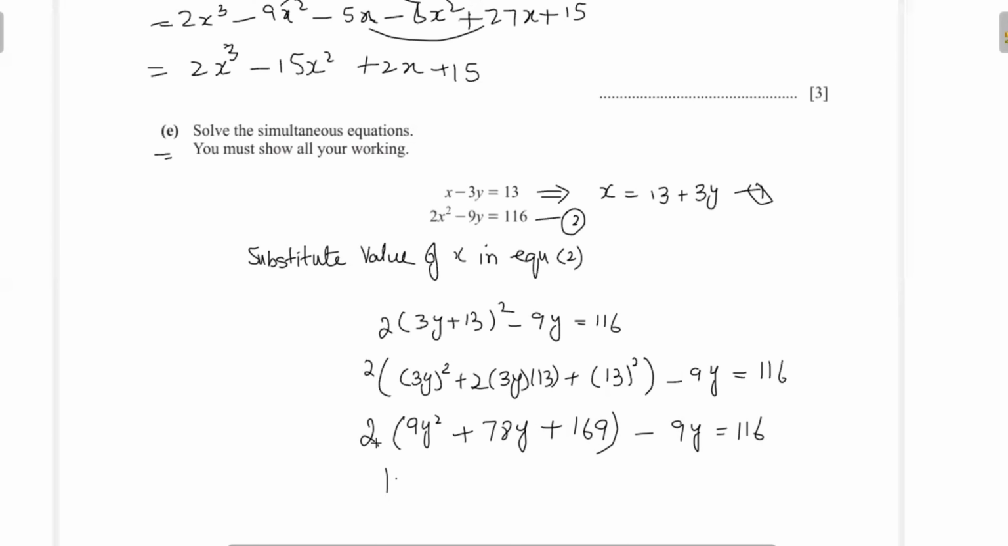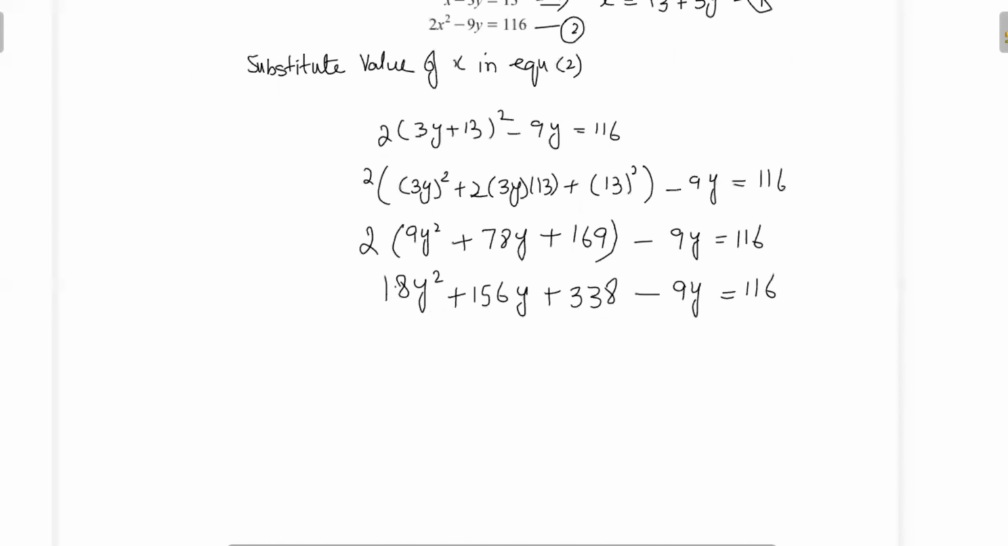This will be equal to 2 times 9 is 18y squared plus 156y plus 338 minus 9y equal to 116. And we can write this 18y squared plus 147y plus 338 minus 116 equal to 0.